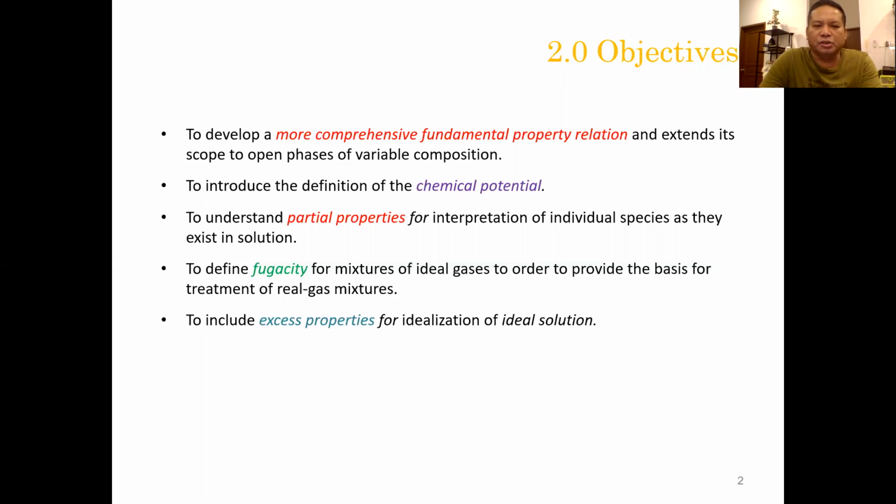It's also to introduce you the definitions of chemical potentials and to understand partial properties for interpretations of individual species as they exist in solutions. And also you're going to be exposed to the term fugacity for mixtures of ideal gas in order to provide the basis for treatments of real gas mixtures, as well as the excess properties for idealizations of ideal solutions.